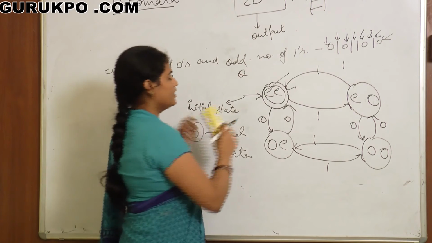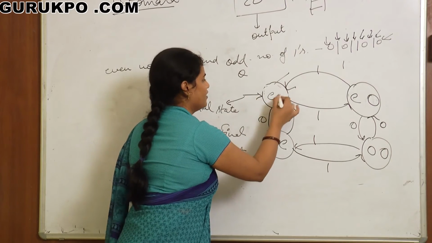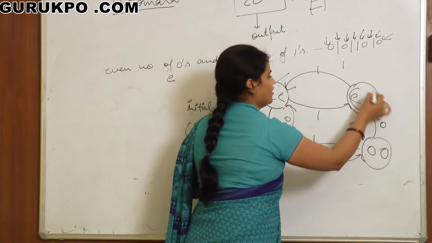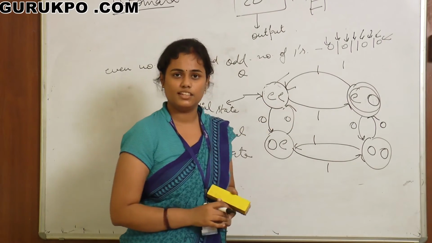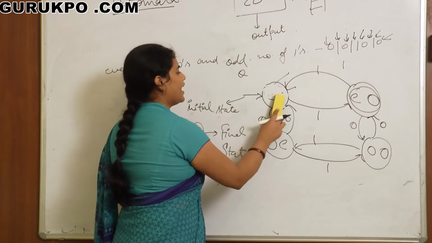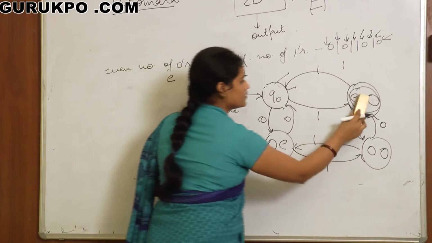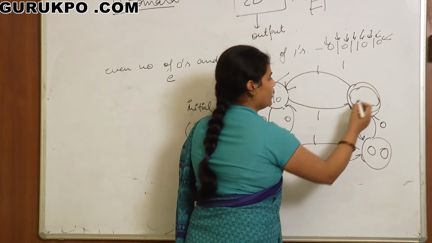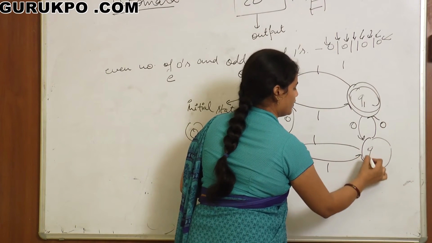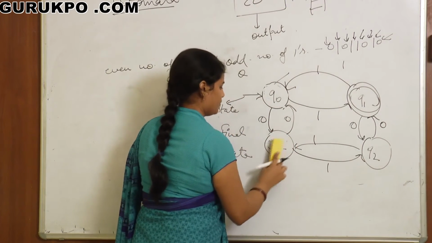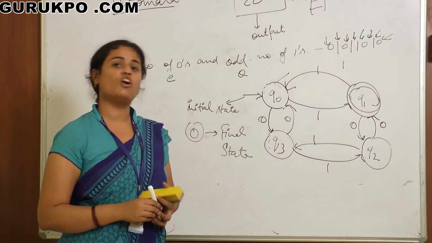Then what is EO? Then we will remove the double circle from here and will write a double circle here. In that case, the final state will be this. Now we can write states like this: Q0, Q1, Q2 and Q3. Now in this diagram what do we have?